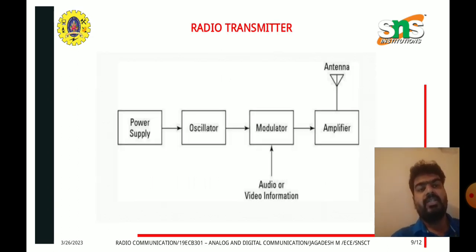And in a radio transmitter, there are important blocks, like the power supply, which will be given to the oscillator, and the modulator will be there. What a modulator is and the modulator types we will see in the next session. Here the modulator will perform some kind of modulation operation. After that modulation operation, the signal will be given to the antenna for transmission, for radio signal propagation.